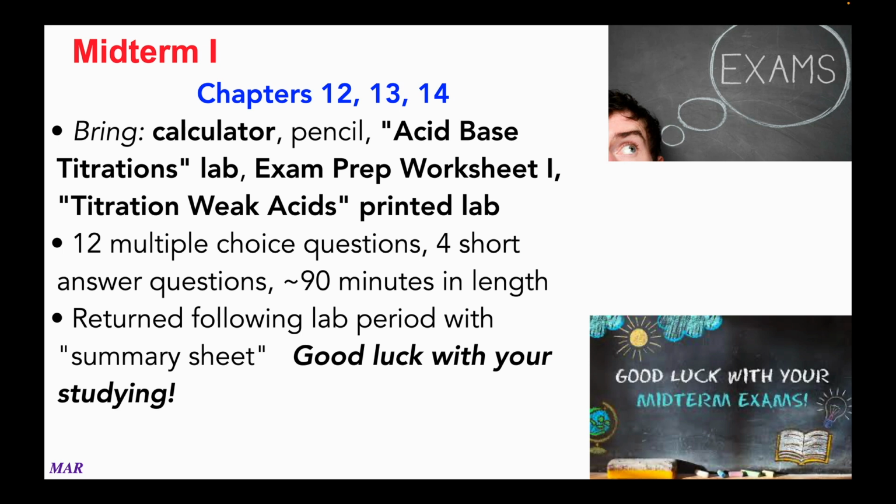When you come to your midterm, I encourage you to bring, of course, a calculator. That'll be helpful. Something to write with, i.e. a pencil would be cool. You'll bring the completed acid-base titration lab. You'll bring exam prep worksheet 1, which is a series of questions followed by the answer. You show your work, how to go from the question to the answer to get credit on it. And also bring a printed copy of that titration of weak acids lab. We will have a lab after the midterm, so just FYI, it's not a bad lab, but you want to bring that so you're ready to go.